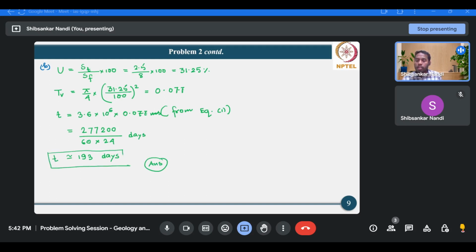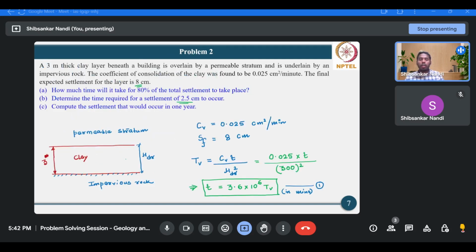So as I mentioned earlier, once we know the relationship between the time and time factor, we can easily calculate the required time for any percentage of consolidation. Now, to establish the relationship between time and time factor, we need to know the drainage path length and the coefficient of consolidation of the soil with which we are dealing. Okay. So in this way, we can answer any question.